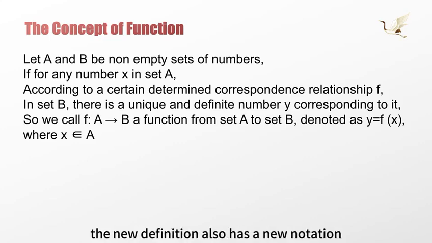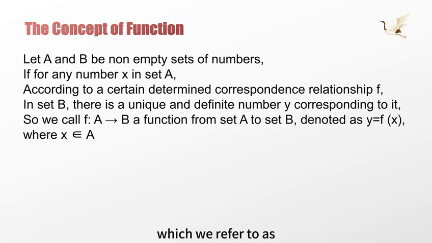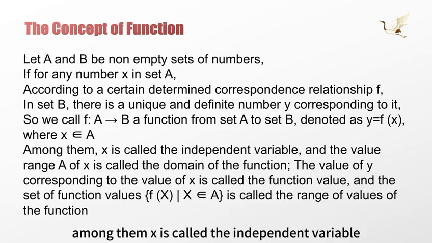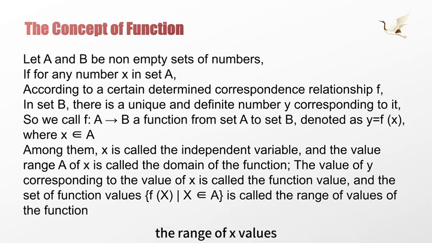The new definition also has a new notation, which we write as y equals f(x), x belongs to set A. Among them, x is called the independent variable. The range of x values A that we often talk about is called the domain of the function. The y value corresponding to the x value is still called the function value. The object of description for a set of function values is f(x).